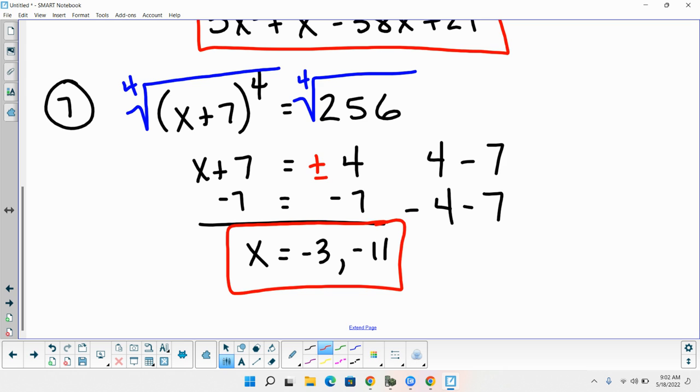Making sense? Yeah. Okay. Some function stuff from chapter 5, number 8.